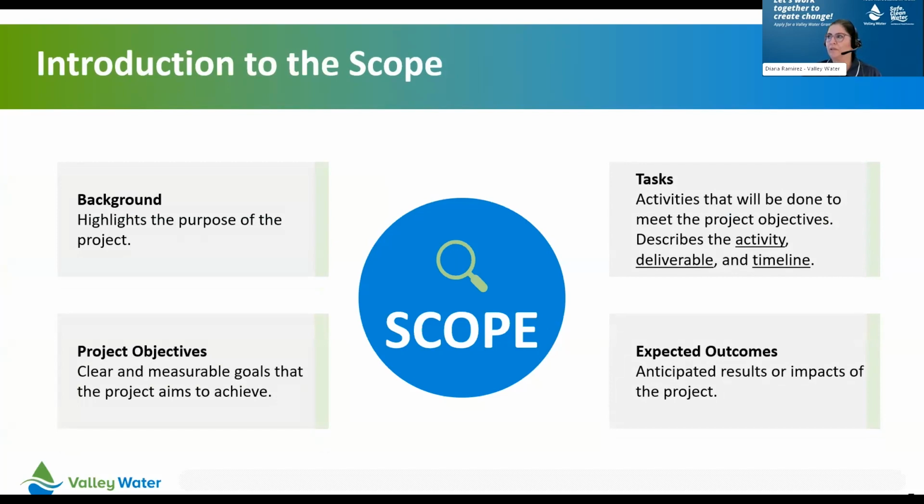So the framework includes the background, upper left text box, and that highlights the purpose of your project. It also includes project objectives, lower left, and that is basically the clear and measurable goals that the project aims to achieve. And tasks, we're going to cover that a little bit more in detail, but tasks, up on the upper right, those are activities that will be done to meet the project objectives. They describe the activity, the deliverable, and the timeline when the task will take place. And the expected outcomes, lower right, anticipated results or impacts of the project.